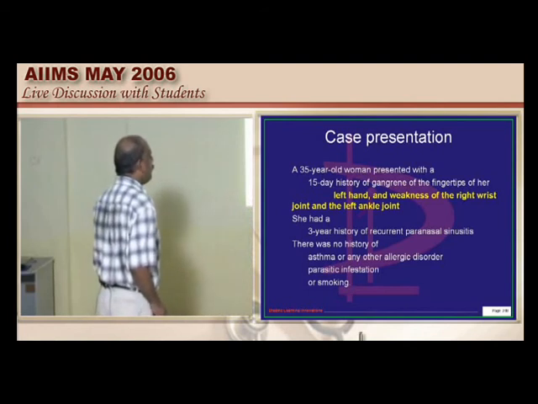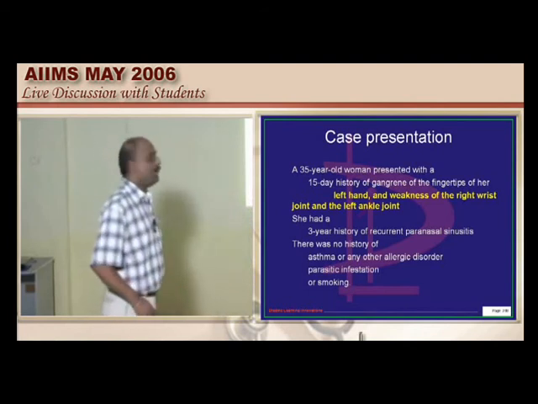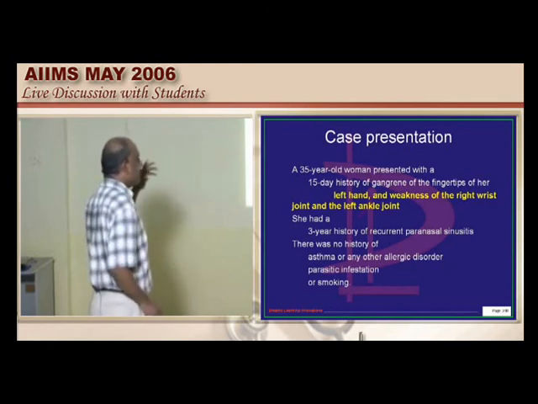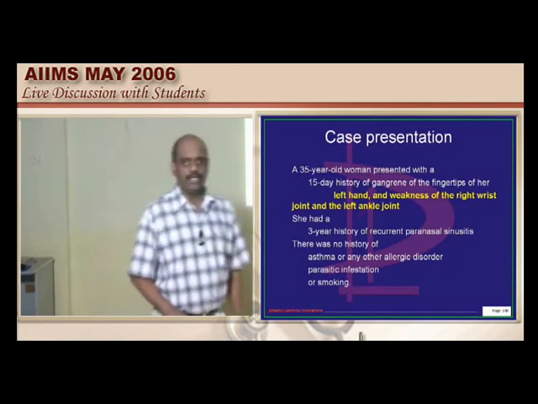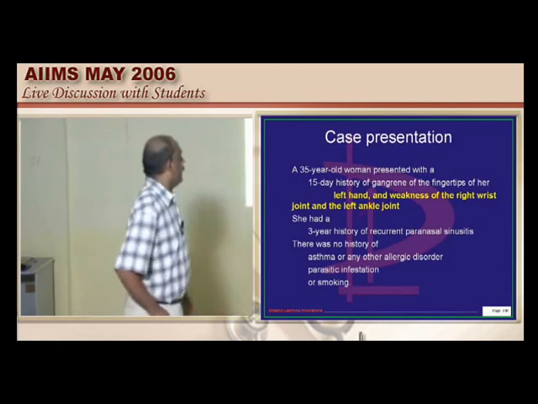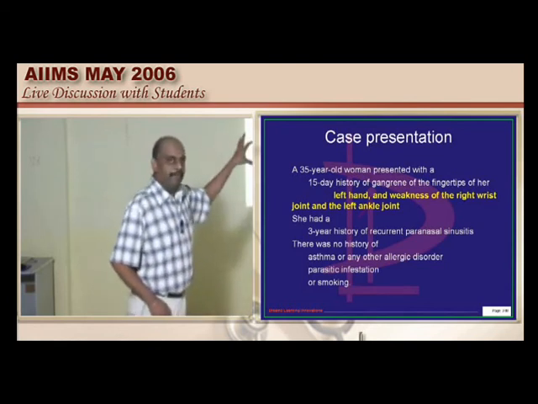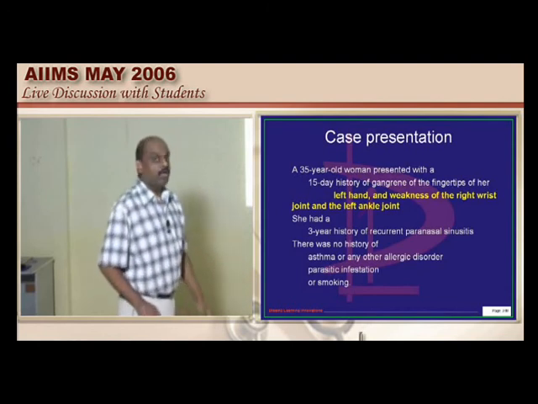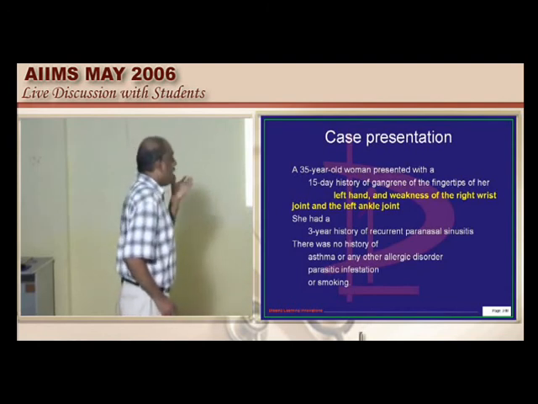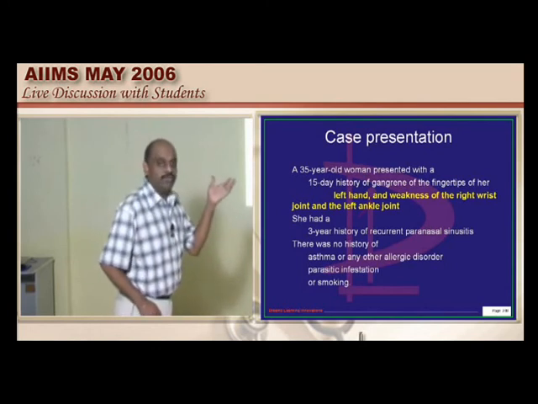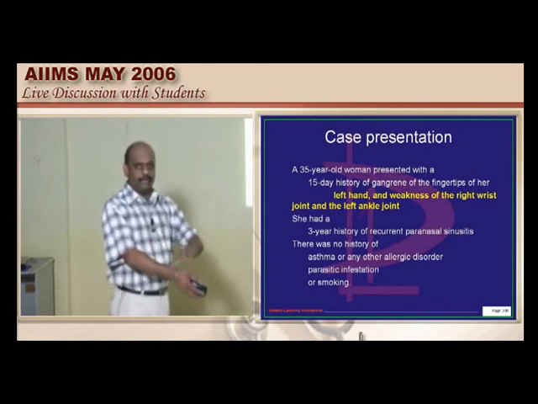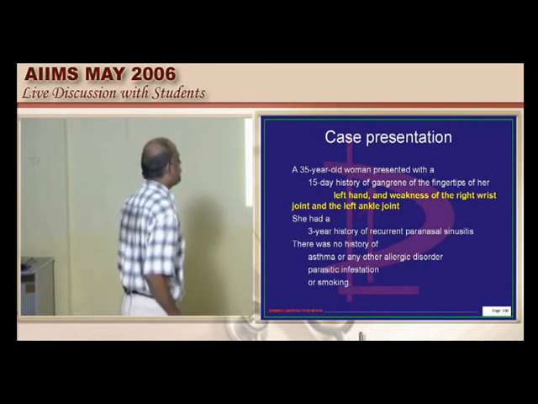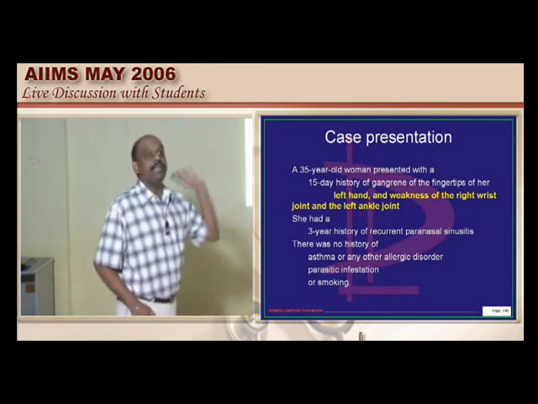A 35-year-old woman has presented with a 15-day history of gangrene of the fingertip of the left hand and weakness of the wrist joint and the ankle joint. Now take up this topic, doctor. What is the type of story based on this 35-year-old young lady you are suspecting? There is gangrene, hence there is a vasculitis, and also weakness, probably the median nerve or one of the peripheral nerves got involved. She also had a history of paranasal sinusitis. There was no history of asthma.